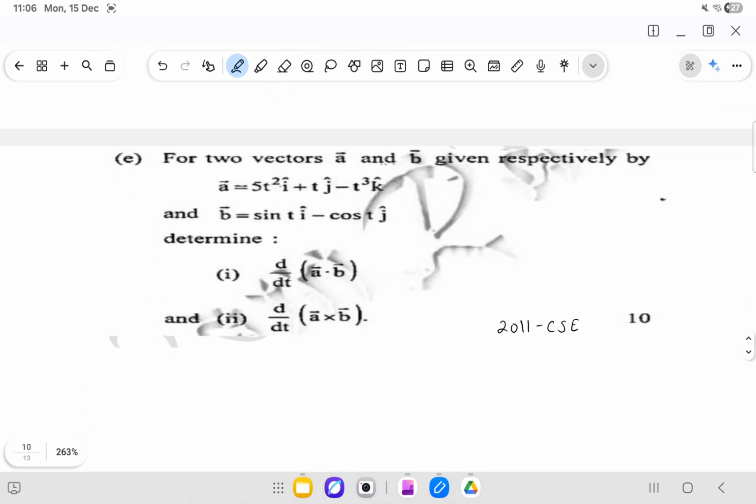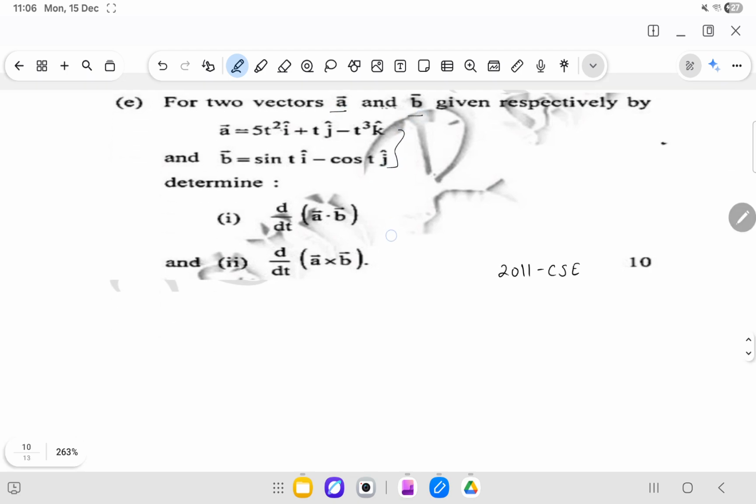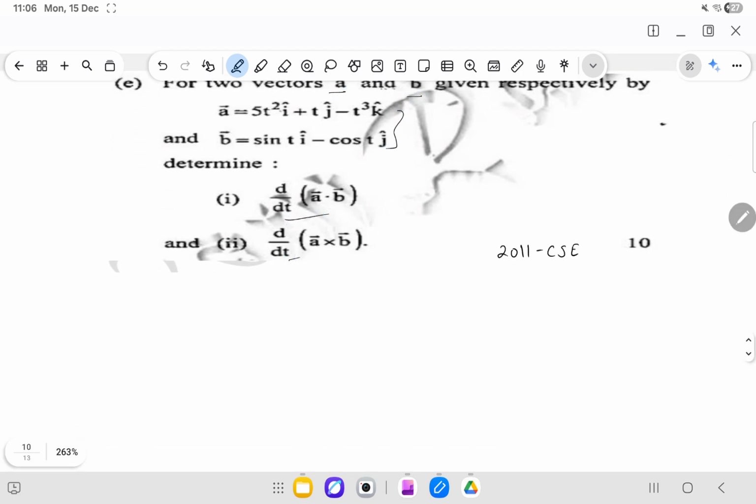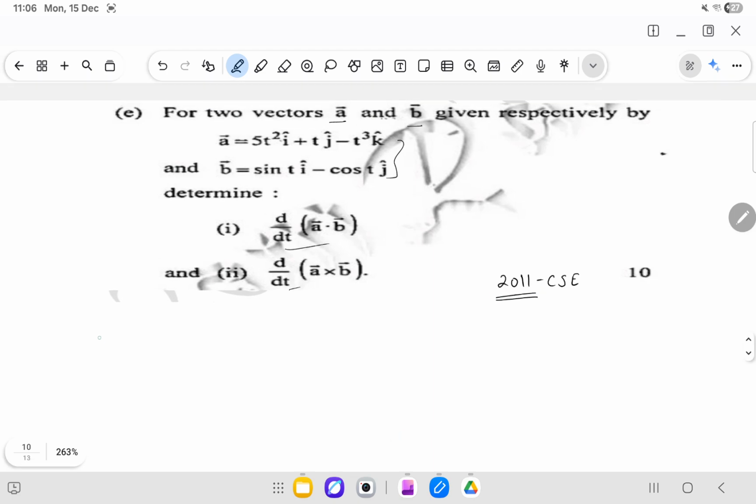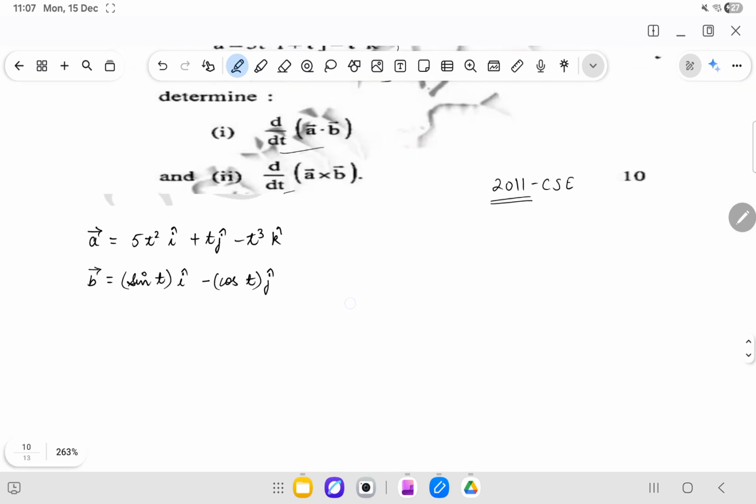So the next question is, for two vectors a vector and b vector given by this, we're supposed to evaluate these two quantities, and it was asked in the 2011 civil services examination. So a vector is equal to 5t square i cap plus t j cap minus t cube k cap. Likewise, b vector is given by sin t i cap minus cos t j cap.